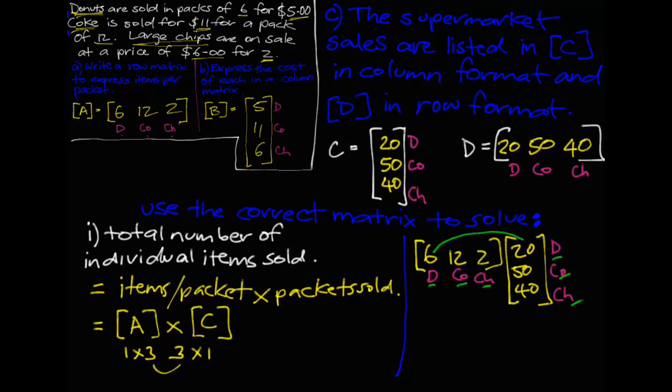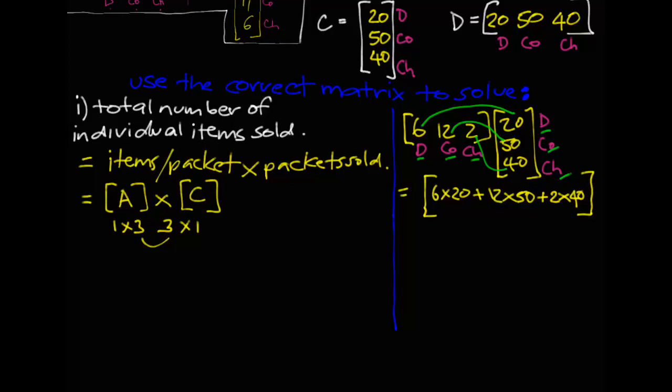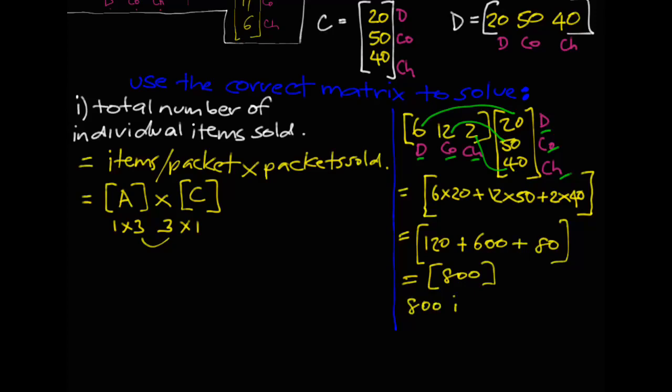Okay, now we're going to multiply it out. So we've got 6 by 20 plus 12 by 50 plus 2 by 40. And that equals 120 plus 600 plus 80. And finally, adding that up, you'll get 800. So that basically means that there are 800 items in total that were sold.